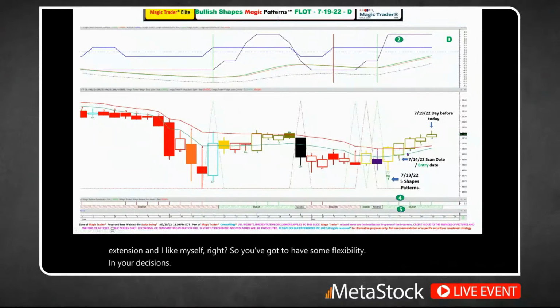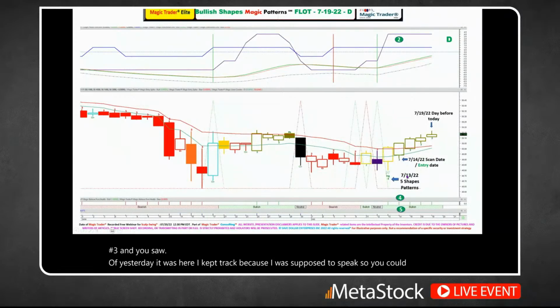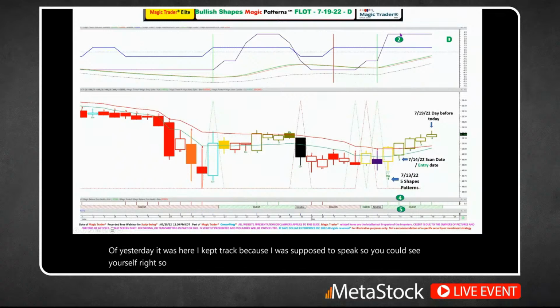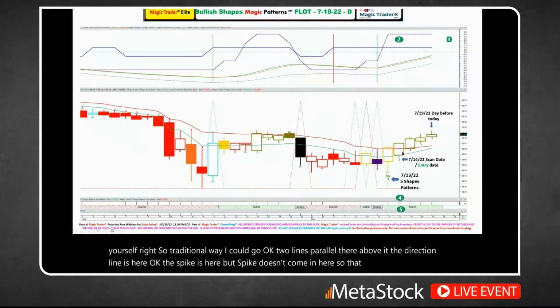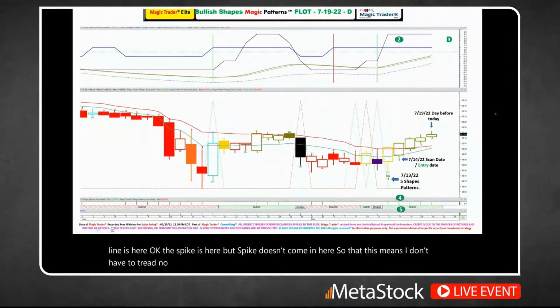Now, number 3, and you saw as of yesterday, it was here. I kept track because I was supposed to speak, so you could see for yourself, right? In the traditional way, I could go, okay, 2 parallel lines there above it. The direction line is here. Okay, the spike is here. But the spike didn't come in here, so that means I don't have to trade. No, it says number 3, I'm going in there, right? Because it is there. As long as it's there on my left, it's okay.